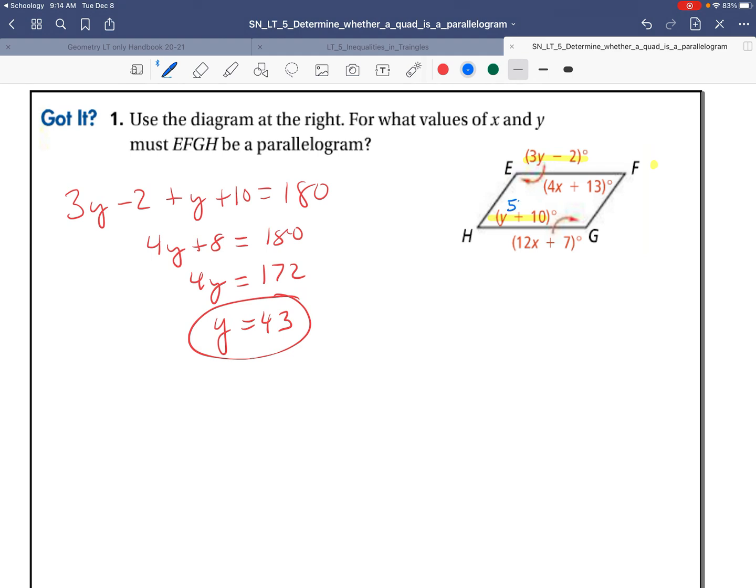So 53. That tells me that this angle will be 180 minus 53, 127. So I can do 12x plus 7 equals 127. And I get x equals 10. So when x equals 10 and y equals 43, I get a parallelogram. Now you can double check this by plugging these values in to make sure opposite angles are congruent and consecutive angles are supplementary.